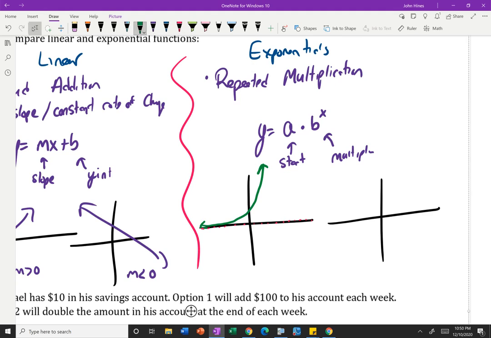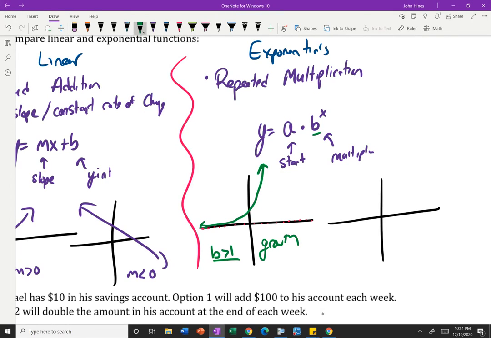So here I have exponential growth. Why? Because it's increasing as I read left to right. So this tells me my multiplier is bigger than 1. 1.5, 1.75, 2, 3, 4, any number bigger than 1, that's my multiplier, will cause me to have exponential growth and look like this graph here.